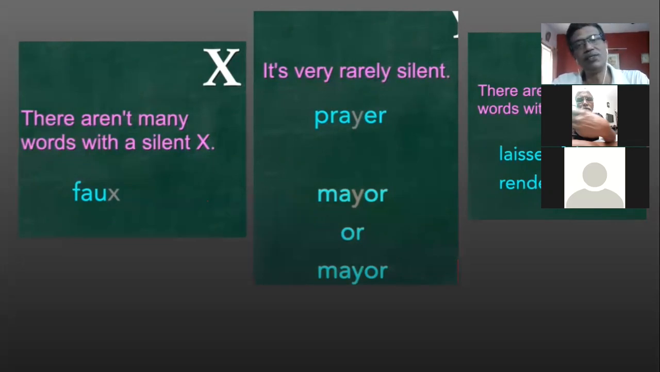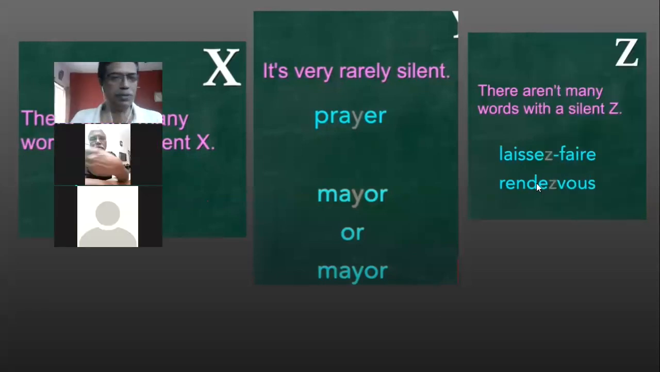Y is very rarely silent, but in prayer it is silent. In mayor it is silent. But again, the Americans actually pronounce the Y. They say mayor, they don't say mayor. But most times in India we follow the British pronunciation, so it's just mayor. And then Z. No English words actually have the Z silent.